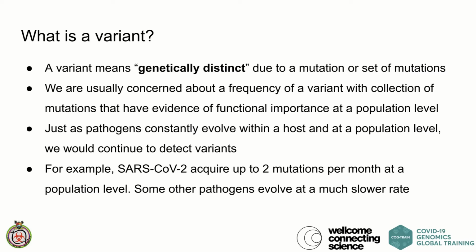So just as pathogens constantly evolve within a host and at a population level, we will continue to detect variants, because viruses continue to evolve and mutate as they replicate. Within the population, when someone infects another person, the virus will mutate, and then we will just continue to detect variants, because the virus continues to be spread between the population. For example, the SARS-CoV-2 virus acquires about 2 mutations per month at population level. However, some other pathogens evolve at a much lower rate. Take, for example, tuberculosis. It evolves at a much lower rate than SARS-CoV-2. I think about a mutation in 2 years or thereabout.